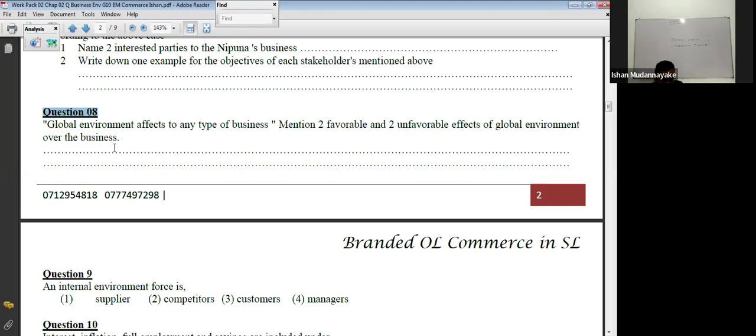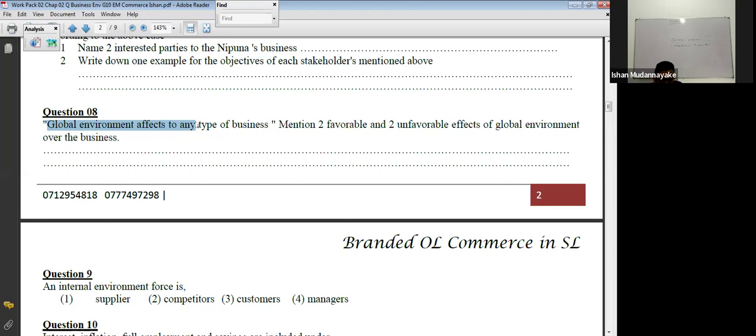Right, next question. The global environment affects any type of business. Mention two favorable and two unfavorable effects of the global environment on businesses. Quickly write down the answer.